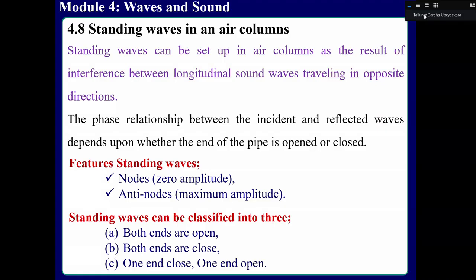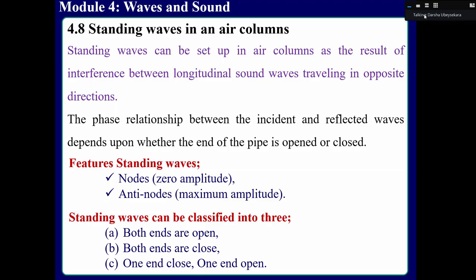So the phase relationship between the incident and reflected waves depends upon whether the end of the pipe is open or closed, right? Normally when you are doing the practical, you are keeping one side of the tube open, right? So what are the features of this? Again, the standing wave nodes mean zero amplitude, antinodes mean maximum amplitude. That is similar, right? Those are the standing wave features.